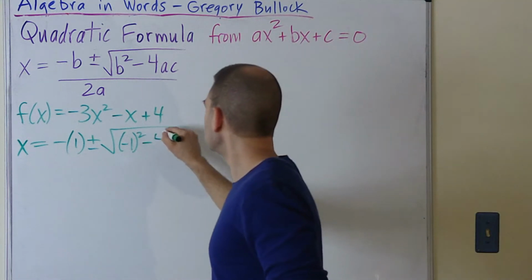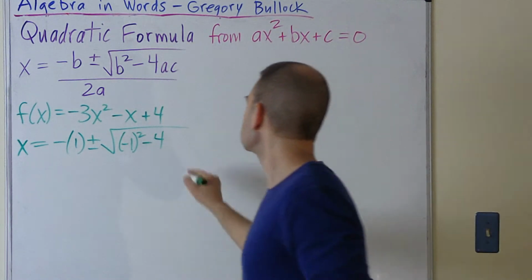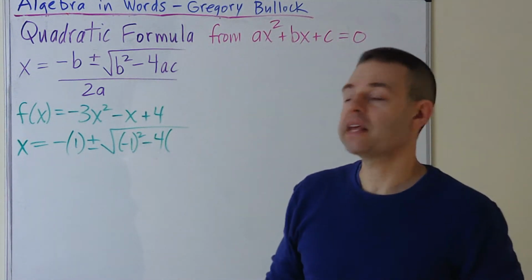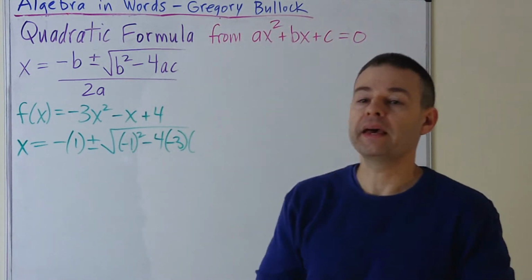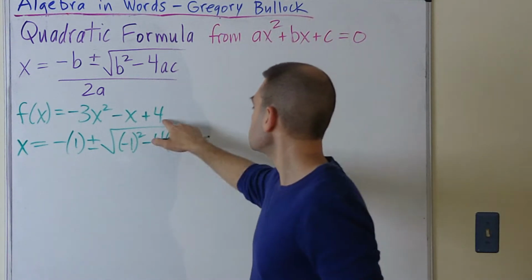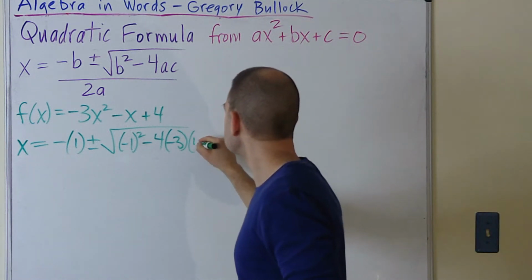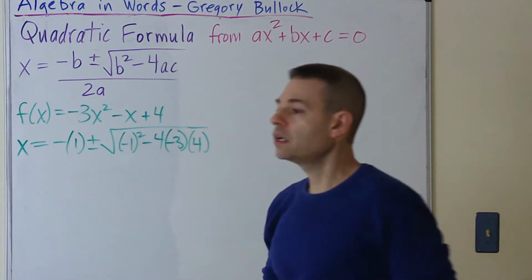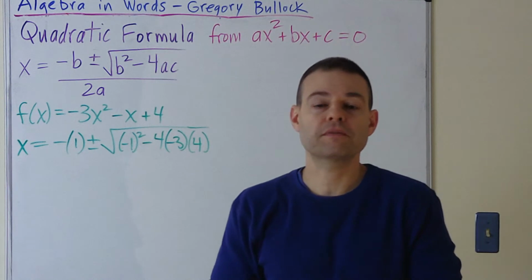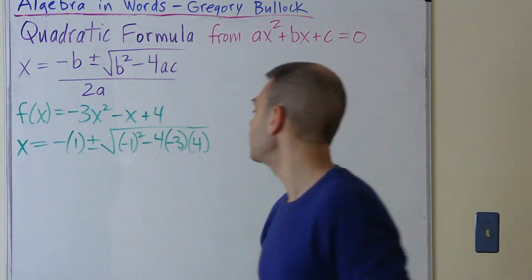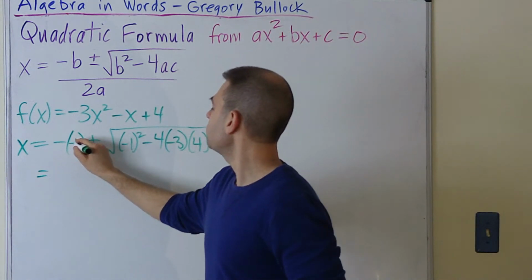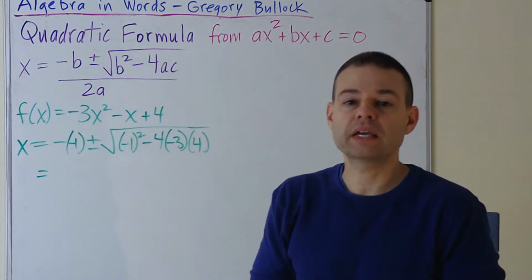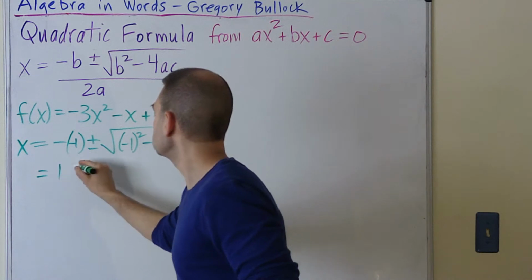-4, it's always -4, and a is -3, and c is +4. And now we're just going to go back through from the left to the right and just simplify. This should have been negative, so negative of a negative is going to be +1.